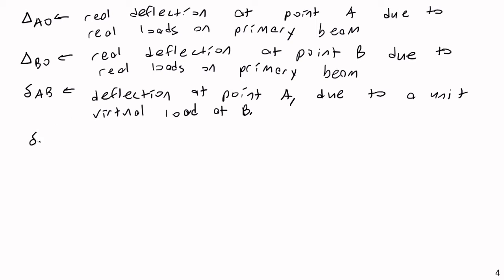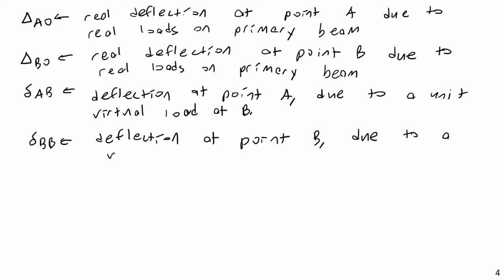And I could also have, say, delta BB. This would be a deflection at point B due to a unit virtual load at B. So again, we're going to have the deflection at a point for the first subscript, and the second subscript is going to show what is causing that deflection.